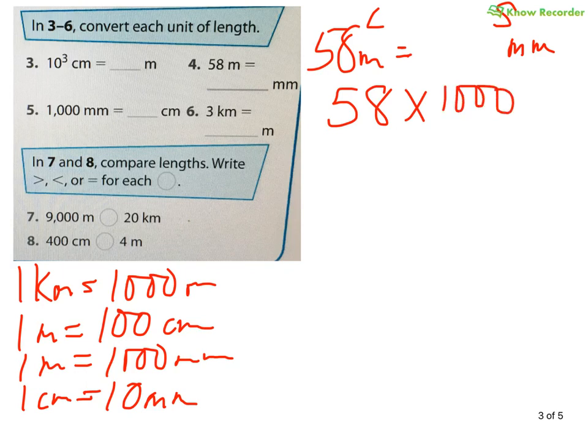All right, well, it appears that I have 1, 2, 3 place values, right? 58 times 1,000 is 58,000. You just tack on 3 zeros. You annex them, you don't really tax it on. And then that is millimeters.